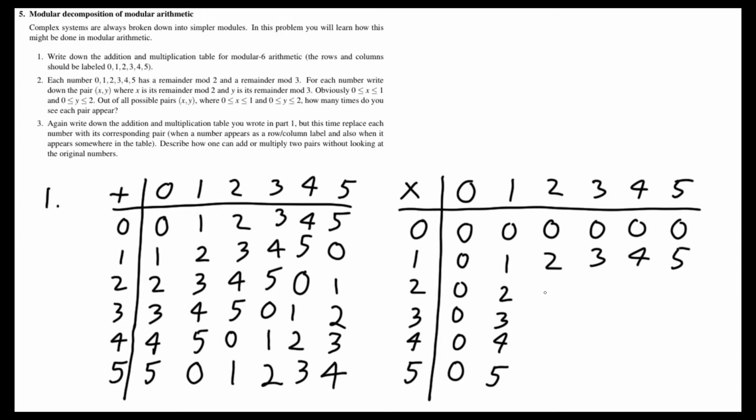And obviously in the 2 column everything is doubled, so we get 4, 6 becomes 0, and so we get this repeating pattern. 0, 2, 4, 6 becomes 0, 8 becomes 2, 10 becomes 4, and so on. For 3 we have 0, 3, 0, 3, 0, 3, and for 4, 2 times 4 gives you 8, so that's 2 mod 6, 4 times 3 is 12, which is 0 mod 6, and you see that we just get this same pattern backwards. And then the 5 column just ends up being the 1 column in reverse.